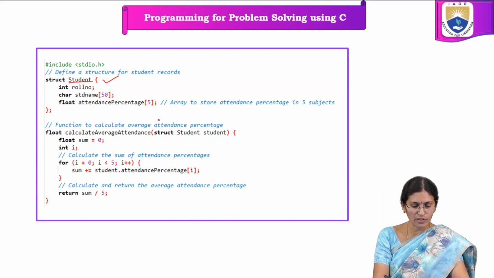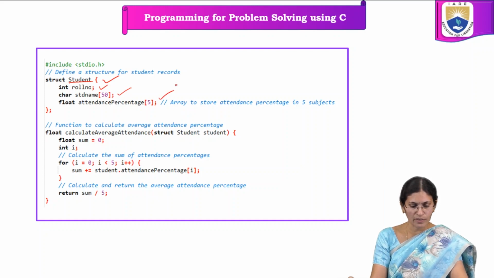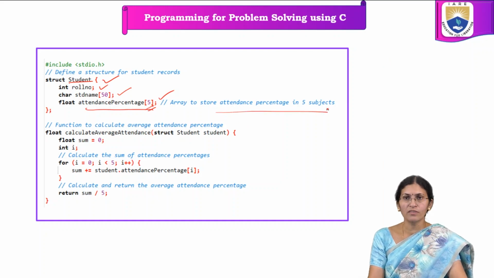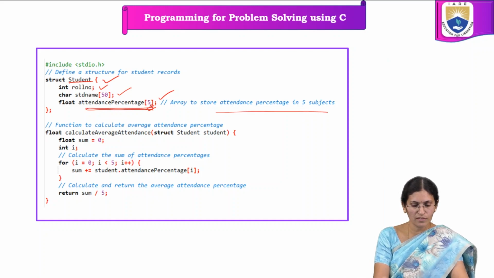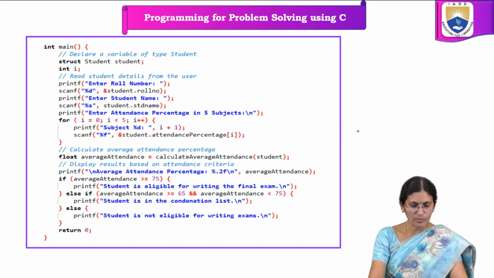Inside this we need to hold the information like roll number, then student name, which is nothing but an array of characters, and the last one is attendance percentage. Attendance percentage is declared as an array of size 5 because we need to store the attendance percentage in 5 different subjects. So one of the members of this structure is an array. Next is a user defined function, which we'll see later. First we'll see the main function.